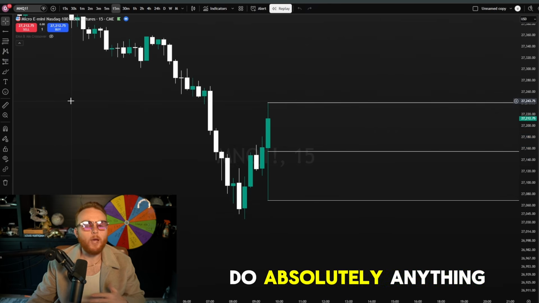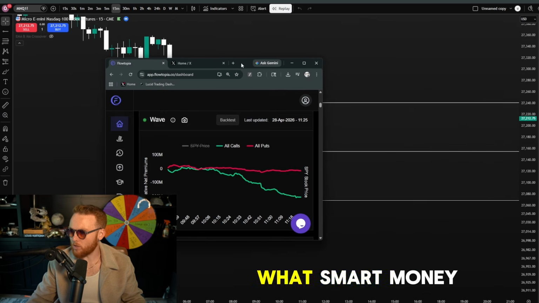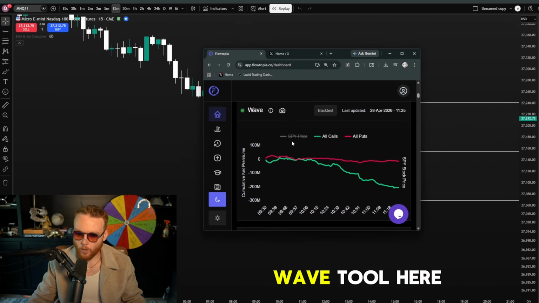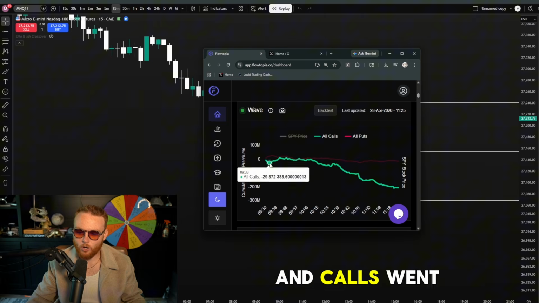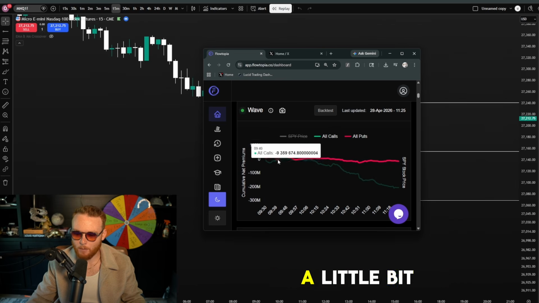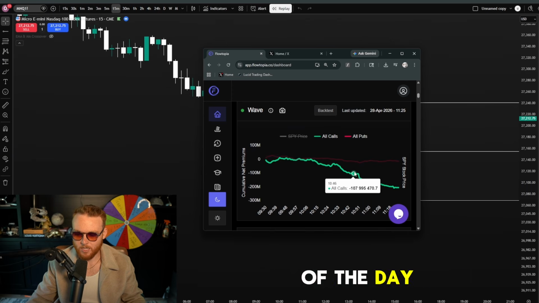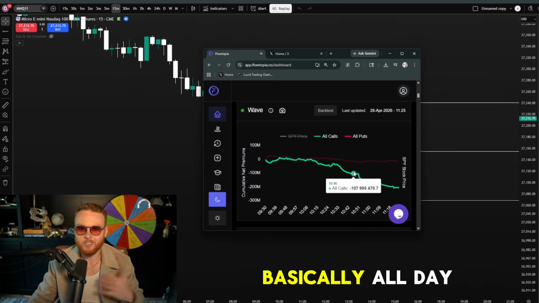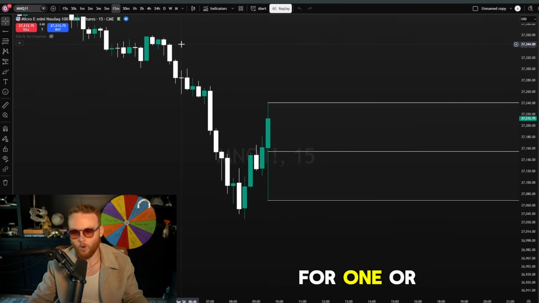Now, before we do absolutely anything, once the 15-minute candle closes, we need to go look at what smart money is doing. If we look at our wave tool here, we can see puts were ahead basically all day, and calls went ahead a little bit here, started heading up a little bit to start the morning, but then we ended up just going straight down for the rest of the day, showing that we had a bearish bias, that whales were selling their calls basically all day.